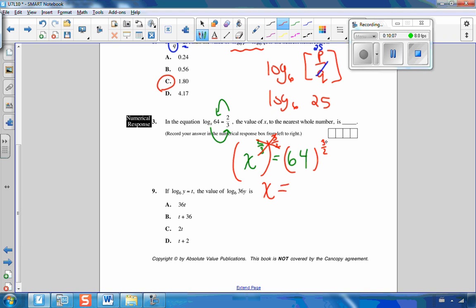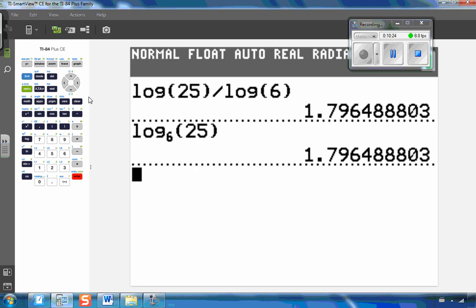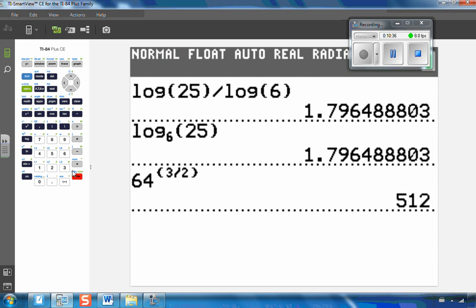So 64 to the 3 over 2 is just saying it is the square root, because the 2 is in the denominator, of 64 cubed. But again, you could just put that into your calculator, and in doing so, you would get 512. So to do 64 to the 3/2 on your calculator, 64 to the exponent of, now if you have an 8/3, it doesn't go up like that. You would put it in brackets and just do 3 divided by 2. And you would get that as your answer. Okay?